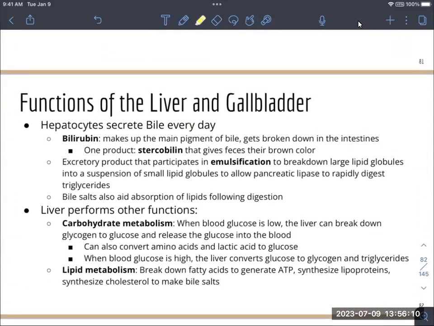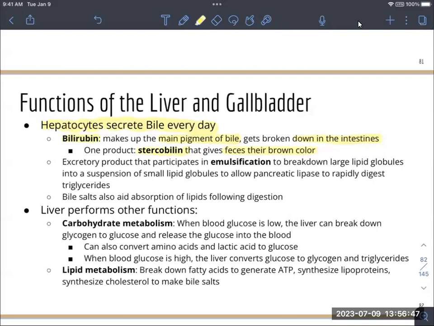So the hepatocytes secrete bile. The liver secretes the bile. I know people think the bile comes from the gallbladder. The gallbladder is going to store it. The liver makes it. So bilirubin is what gives us the pigment of that bile. It gets broken down in the intestines. One product is stercobilin, which is what gives your feces that brown color.